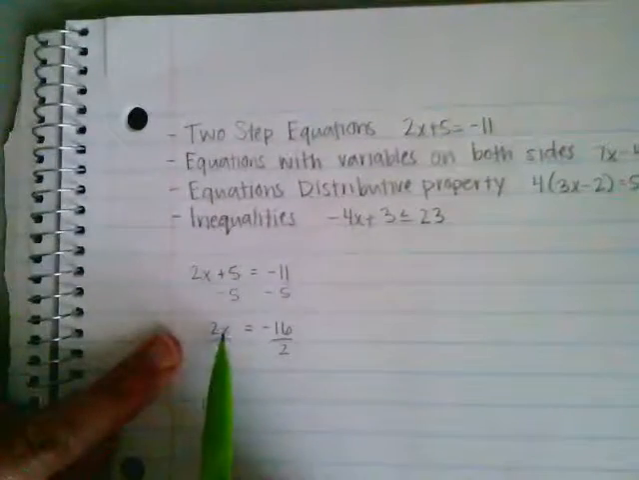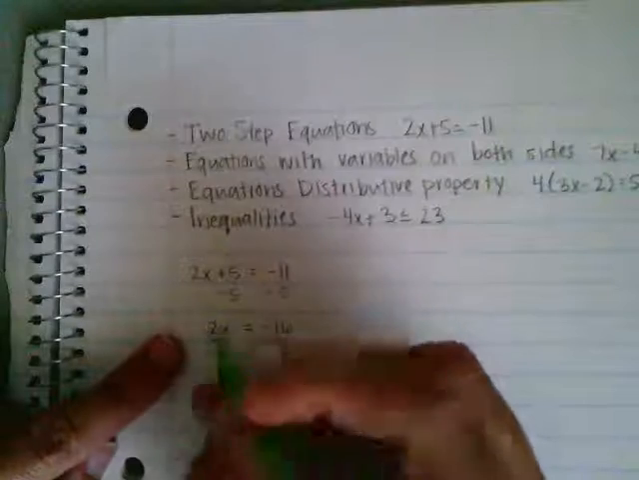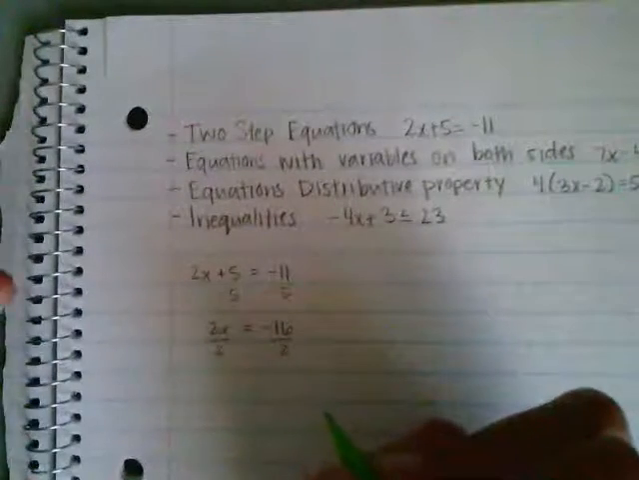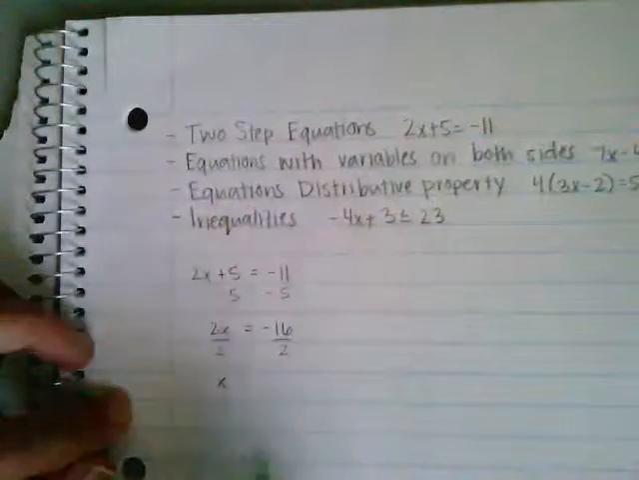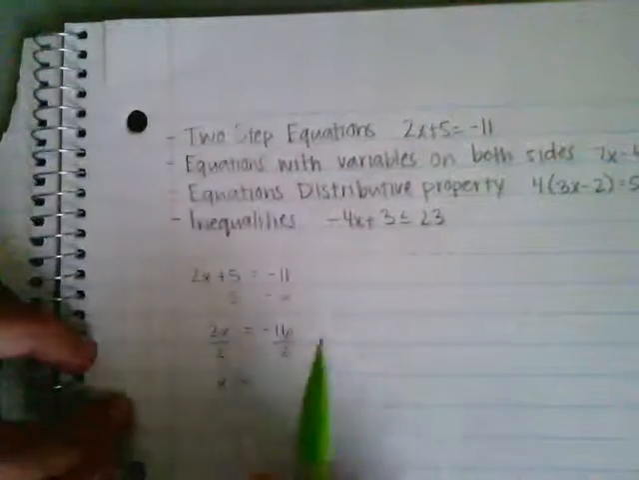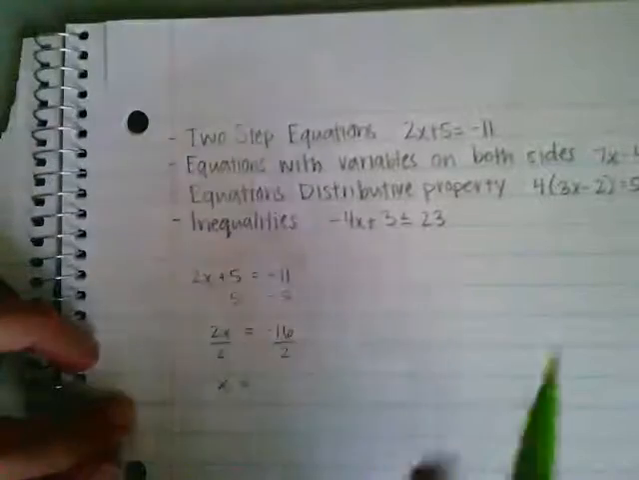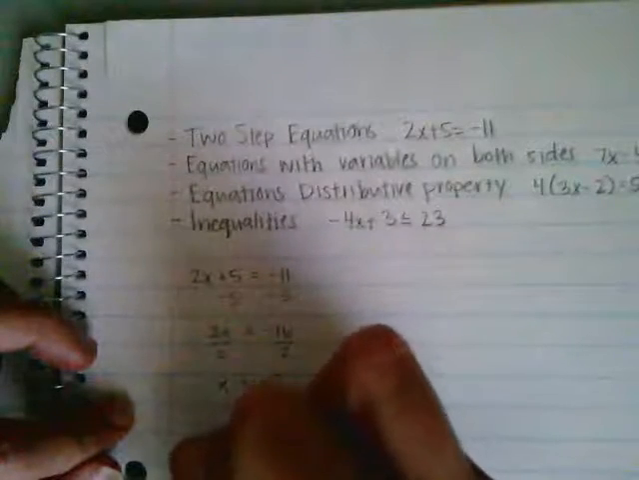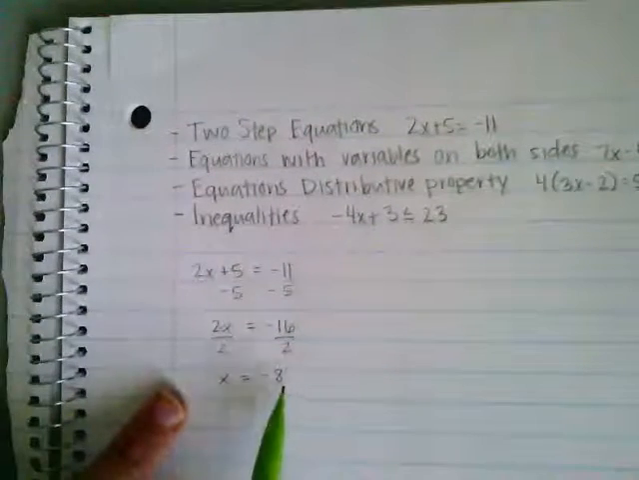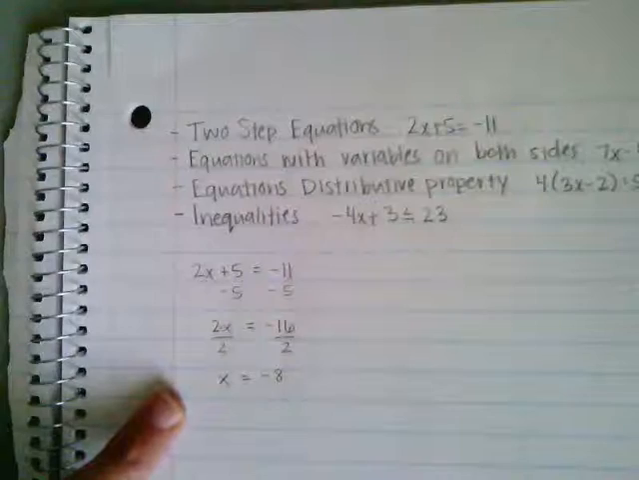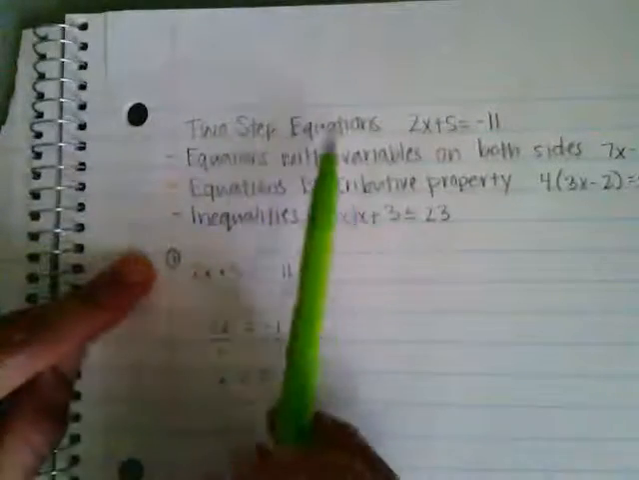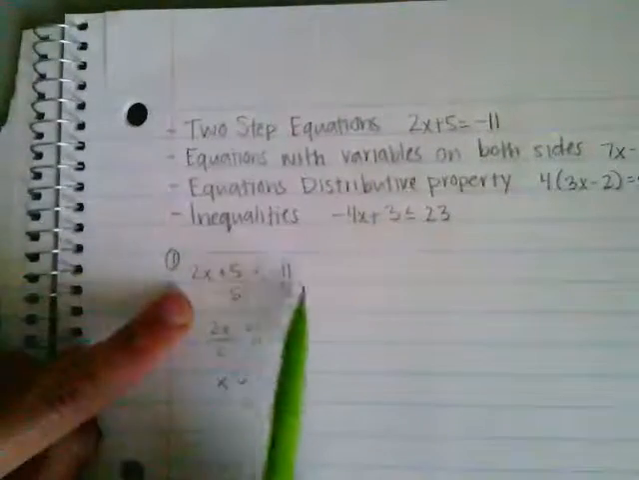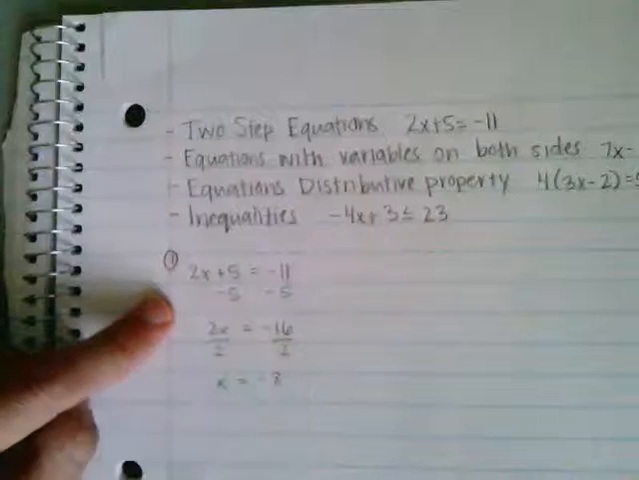So now we have 2 divided by 2 is 1, so we don't have to keep the 1, that's fine, because anything times 1 is itself. So we have x equals negative 16 divided by 2, which is a negative 8. So x equals negative 8. Okay, now this is our first one, solving two-step equations. We did one step here and 2 steps here.